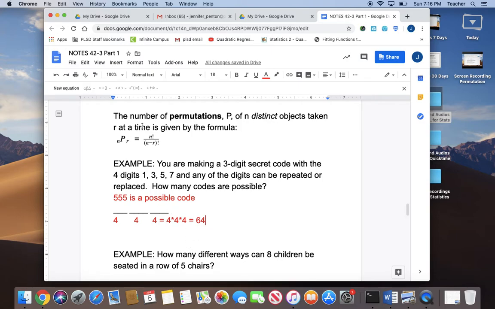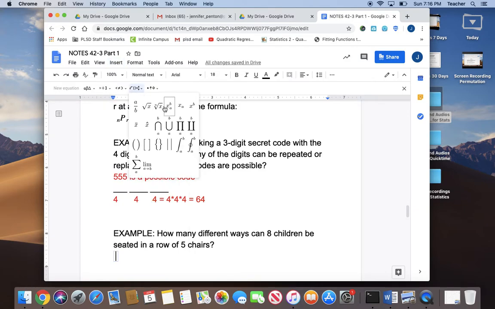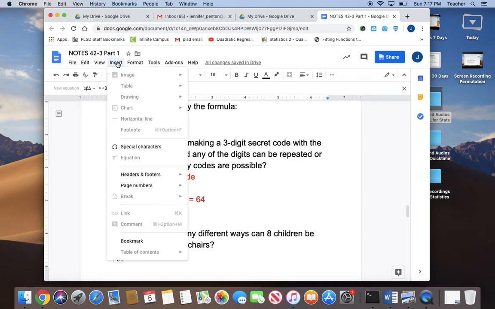So let's do a couple more examples where we use our formula up here. This says, how many different ways can 8 children be seated in a row of 5 chairs? So basically what this is, I have 8 children, and I'm going to take 5 of them and arrange those 5 children.